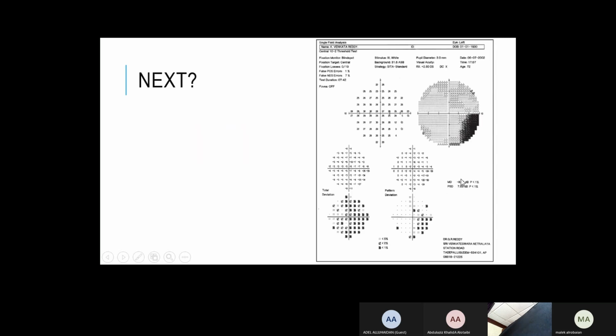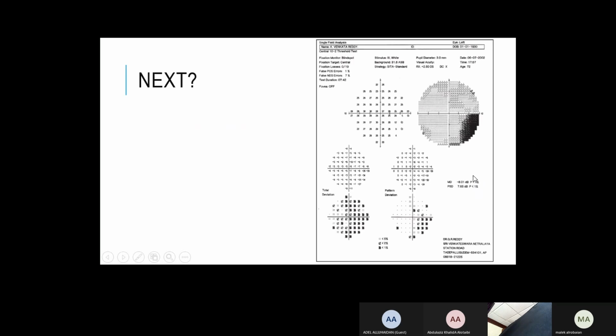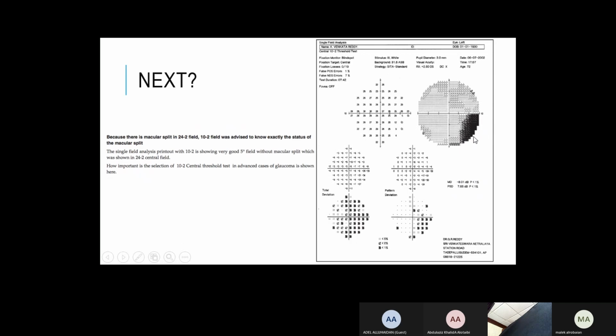So the mean deviation, when we rely on it for severity, we consider the 24-2. Once we reach 10, it's already severe glaucoma, regardless. So we can rely on it on follow-up. For example, with this patient, we will follow him up with 10-2, but we will see the mean deviation or the pattern deviation for the follow-ups. Okay?